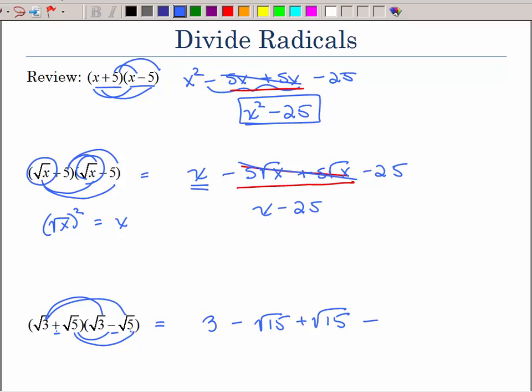Square root of 5 times the square root of 5 is just 5. So those are going to add to 0. We can put those together and just get negative 2. So not only did the middle terms add to 0, another thing that happened is that the square roots all went away. And that's what we're going to need when we're dividing those radicals.